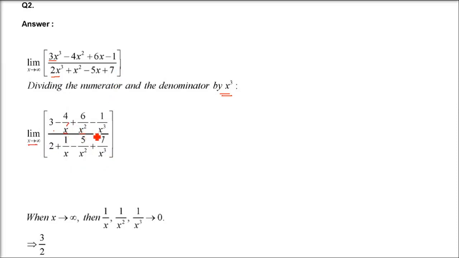Next, x tends to infinity. So this term is 0, this term is 0, this term is 0, this term is 0, this is 0, this is 0. So you have 3 by 2. Okay. So x tends to infinity, that means 1 by x square, 1 by x cube tends to 0. So you only get 3 in the numerator and 2 in the denominator.